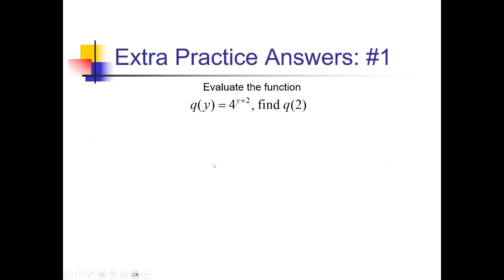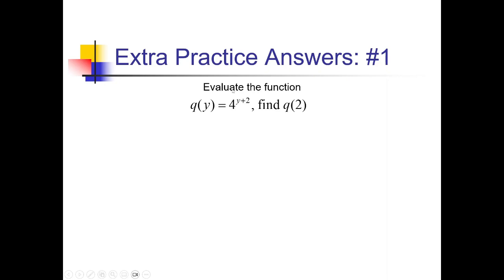For all of these problems, we're basically given a function and something to plug into it. So that's what we're doing on each of these problems. In this one, it looks like y is the variable that I'm plugging things into. They want me to plug 2 into y. That's what q of 2 means.